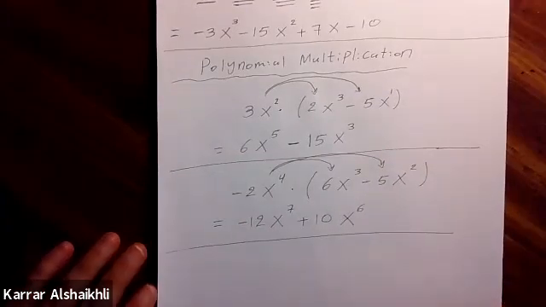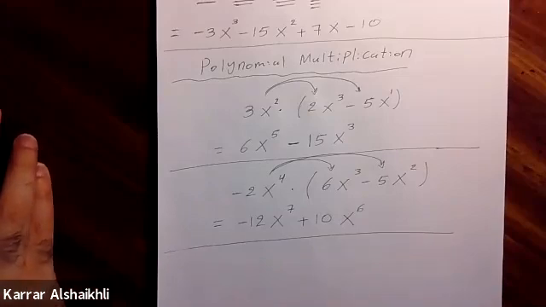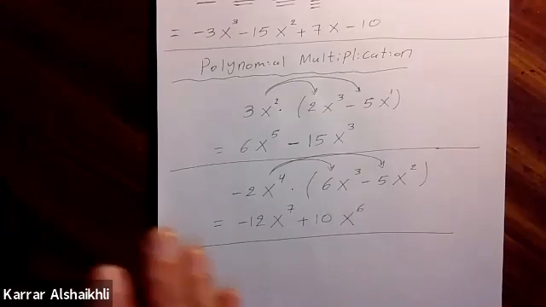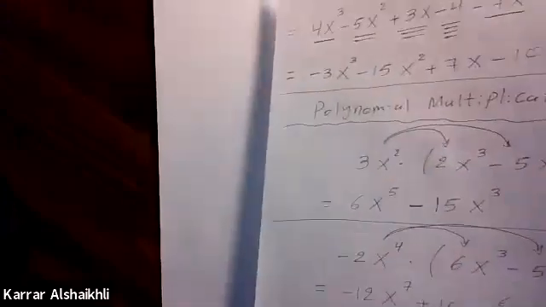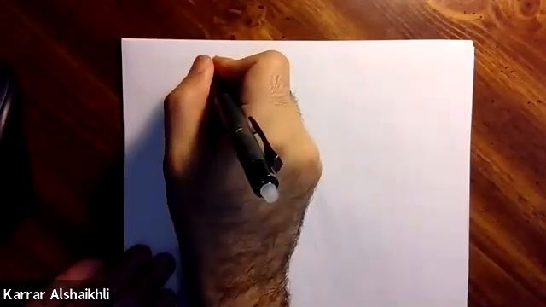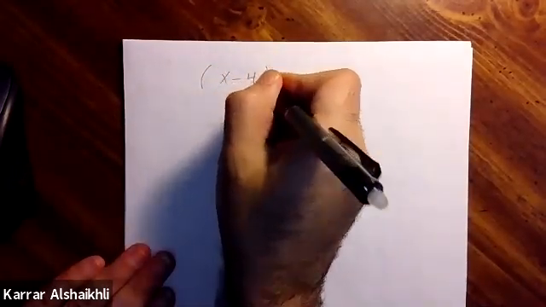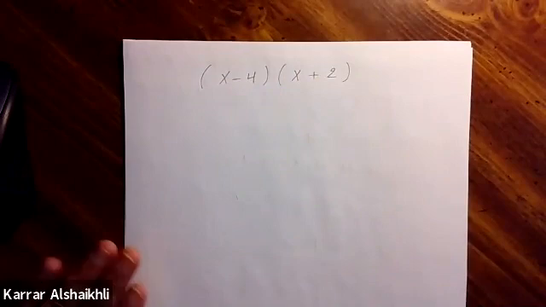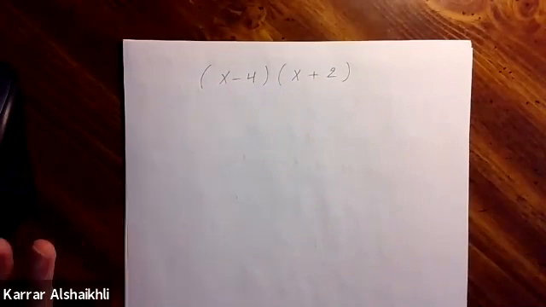How are we going to do that if we have binomial times binomial? The multiplication is really important. I need you to practice on it. So now let's multiply binomial times binomial, and we will see what's the difference. We're going to do exactly the same thing. So let's do a simple example. If we have x minus 4, x plus 2, these are two binomials. Let's multiply. So how are we going to multiply these two binomials?